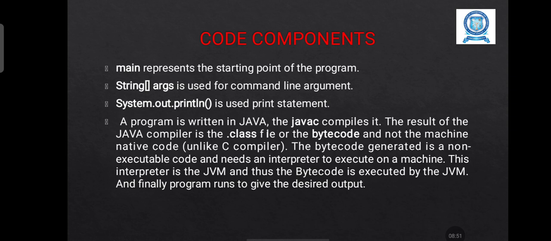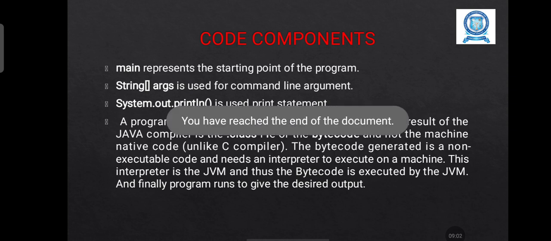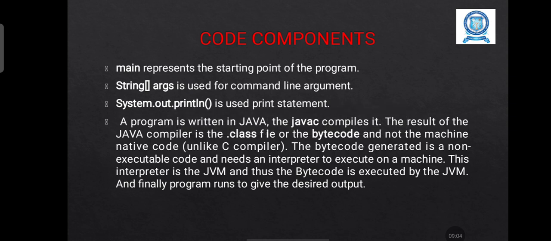Then main represents the starting entry point of the program. Then String args is used for command line arguments. System.out.println is the statement which is used to print a statement. So that's all about the introduction to Java.